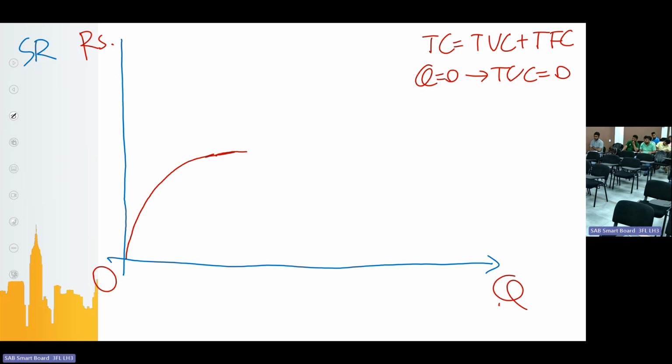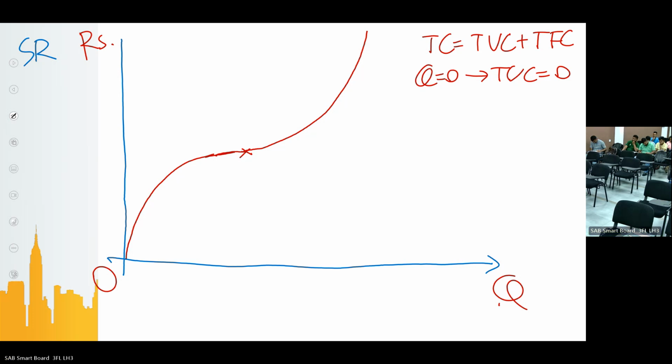And after reaching a specific point, total variable cost starts to increase at an increasing rate. Initially, it increases at a decreasing rate, and then it starts to increase at an increasing rate. You can see the rate of increase is increasing.